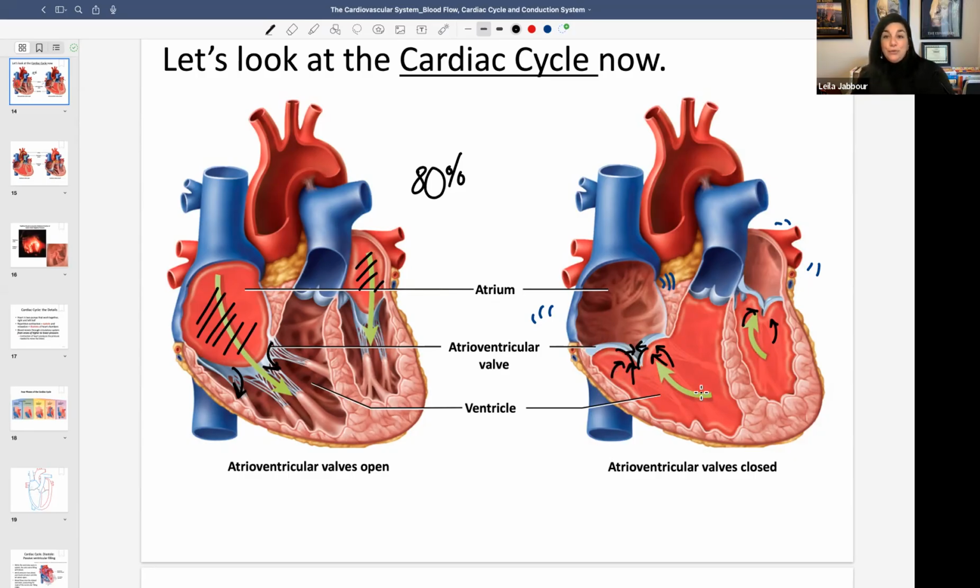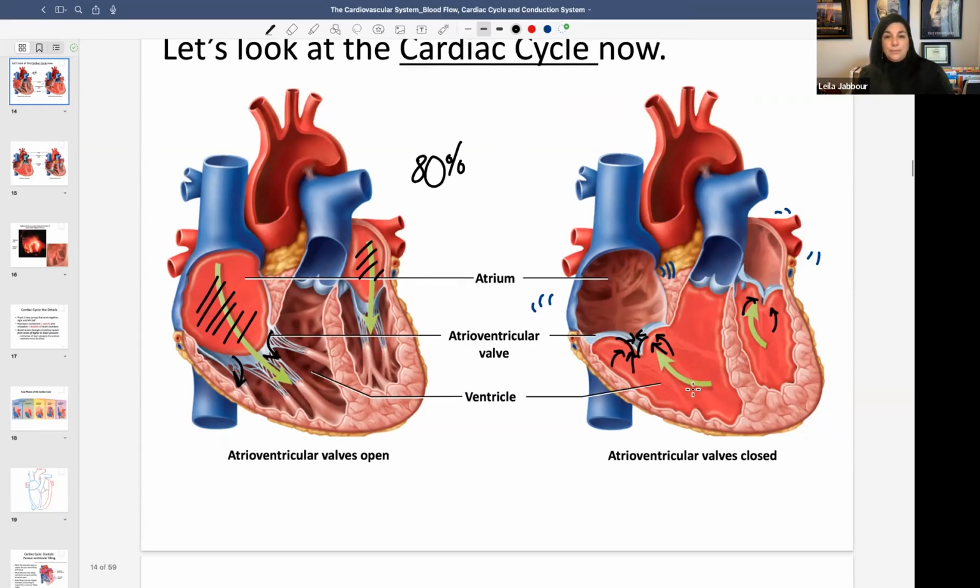So now we have ventricles that are full, and the pressure is going to be rising in here. The semilunar valves are still closed. The AV valves just closed. And at this point, we call this an isovolumetric contraction, where all the valves are closed, but there is this contraction that is raising the pressure in the ventricles.